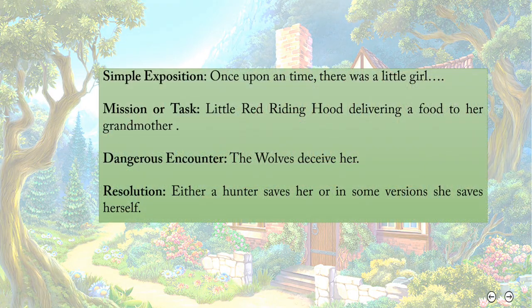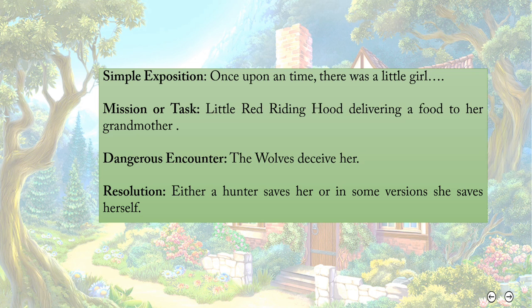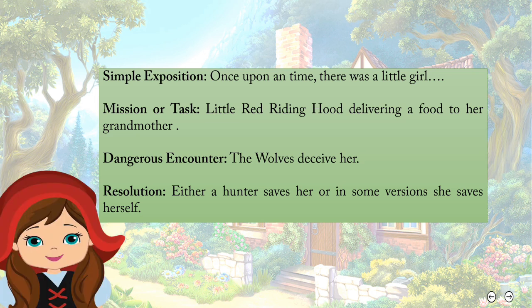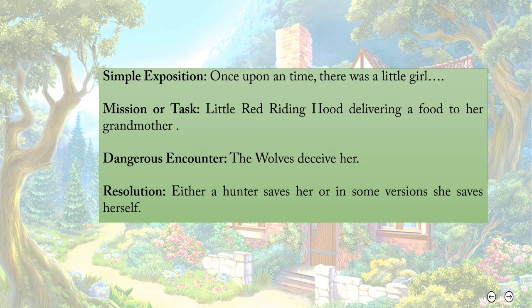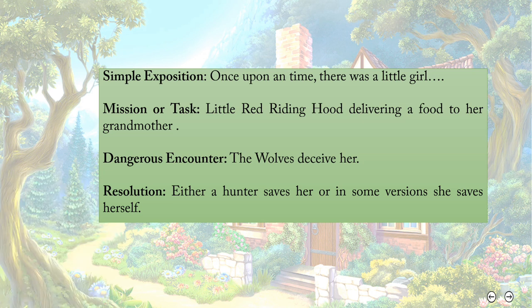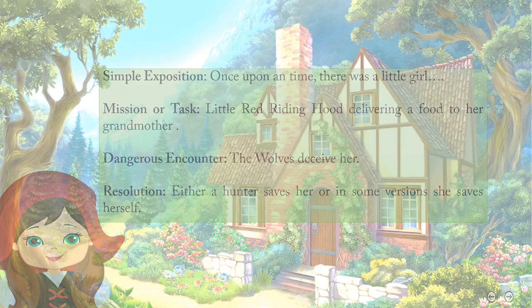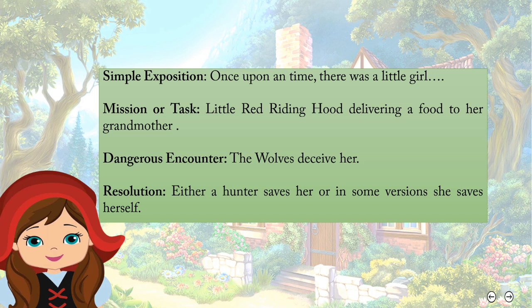Let's start with the basic formula of most fairy tales. First is exposition. Once upon a time, there was a little girl. This sets the scene and introduces the innocent protagonist. Mission: she's sent to deliver food to her grandmother. It is an act of kindness and duty. Dangerous encounter. A wolf deceives her, representing the classic fairy tale danger. Lastly, resolution. In some versions, a hunter saves her. In others, Red outsmarts the wolf herself. These plot points follow a standard narrative mold we see in fairy tales across cultures.